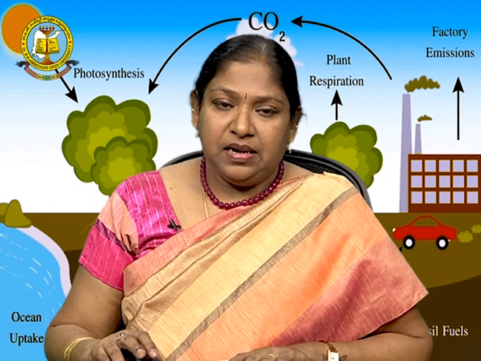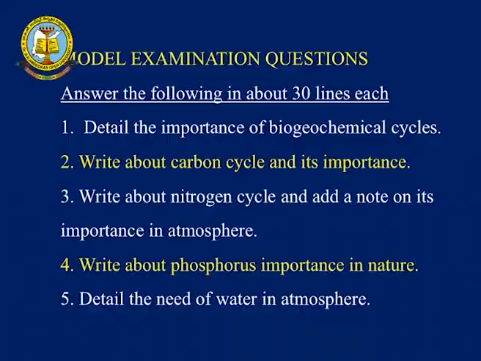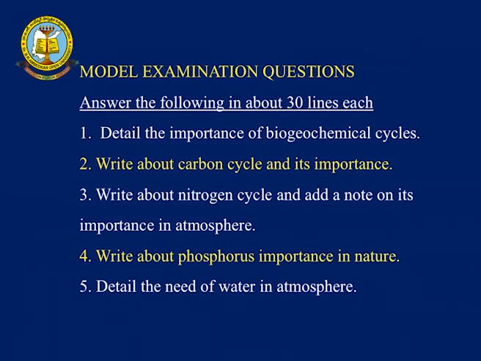From this chapter, let us see what are the types of questions that we frequently get to see. Answer the following questions in about 30 lines. Write in detail the importance of biogeochemical cycles. Write about carbon cycle and its importance. Write about nitrogen cycle and add a note on its importance in atmosphere. Write about phosphorus importance in nature. Detail the need of water in atmosphere.